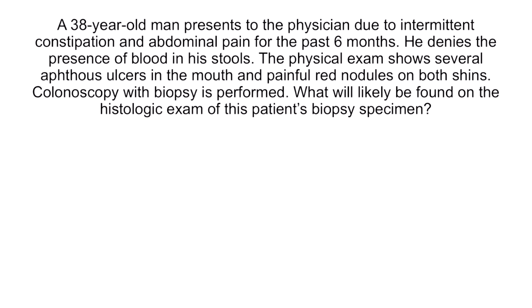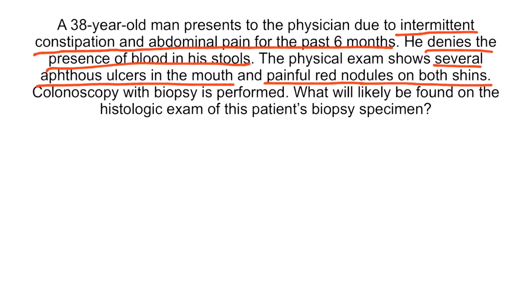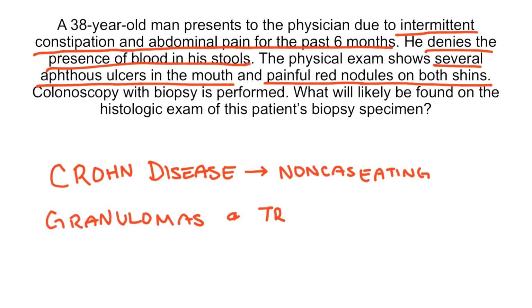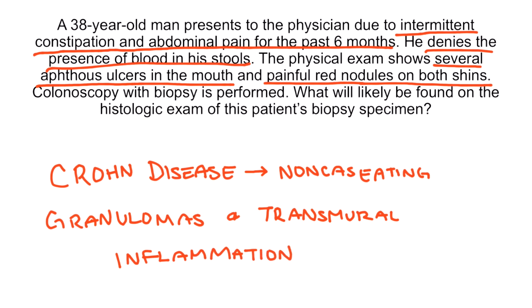The patient presents with intermittent constipation and abdominal pain for 6 months. He denies presence of blood in his stools. Physical exam shows several aphthous ulcers in the mouth, as well as painful red nodules on both shins consistent with erythema nodosum. All these signs and symptoms point to the diagnosis of Crohn's disease. The biopsy specimen from the patient with Crohn disease typically shows non-caseating granulomas and transmural inflammation.